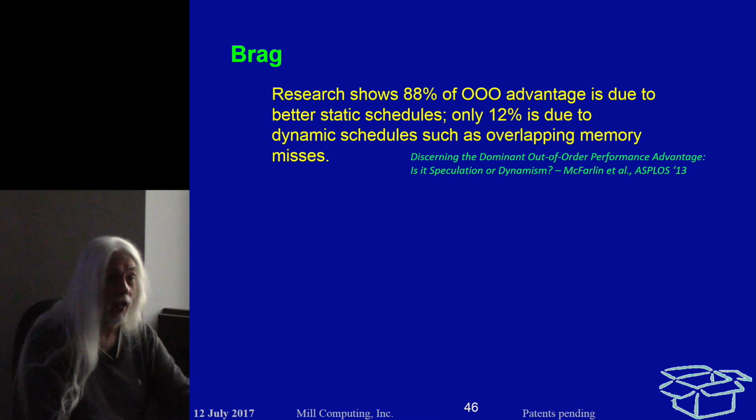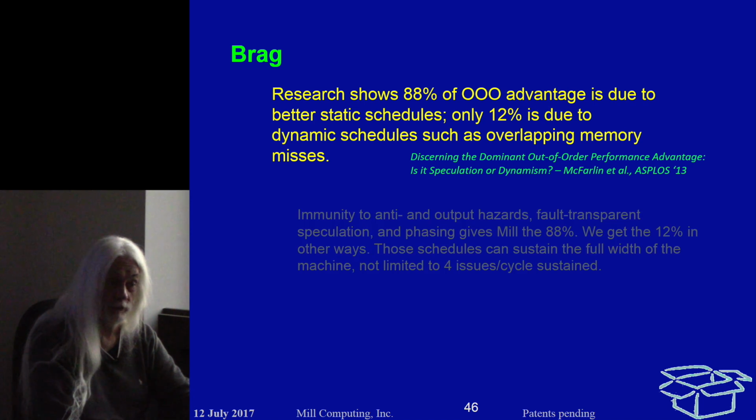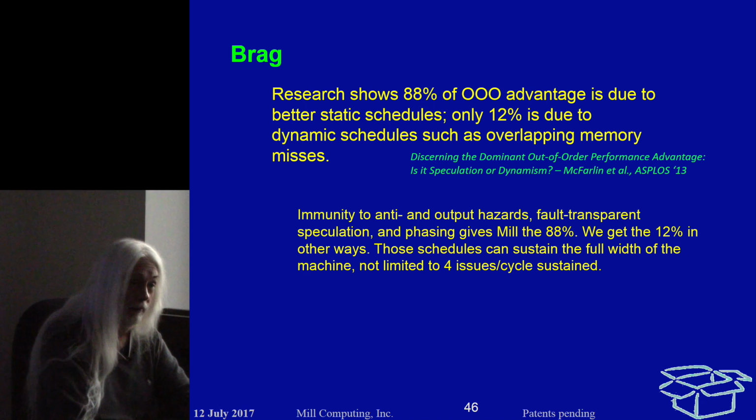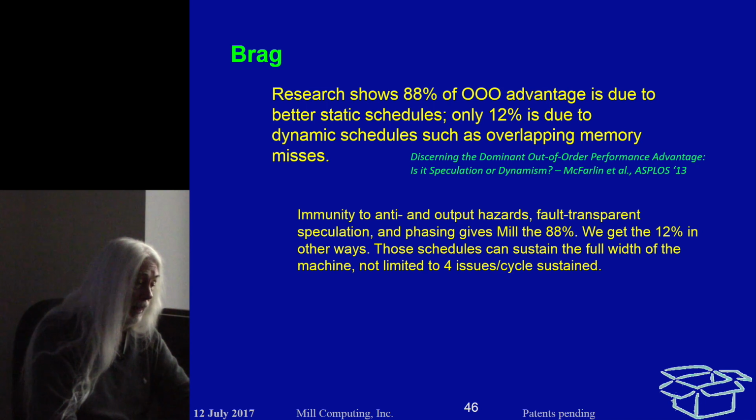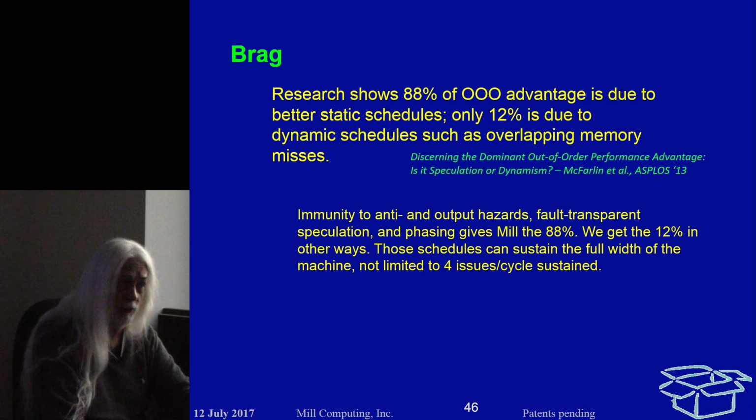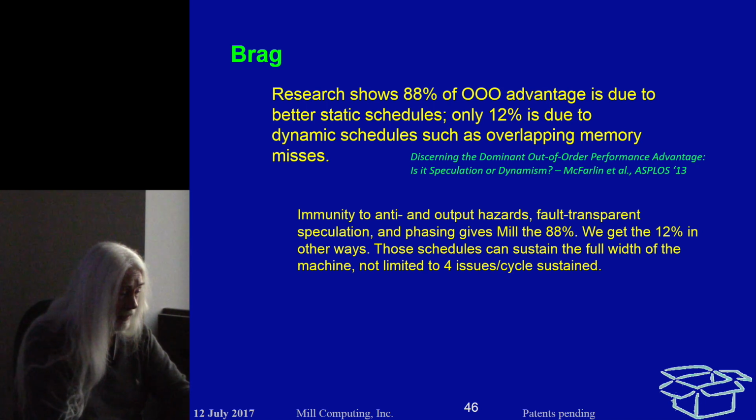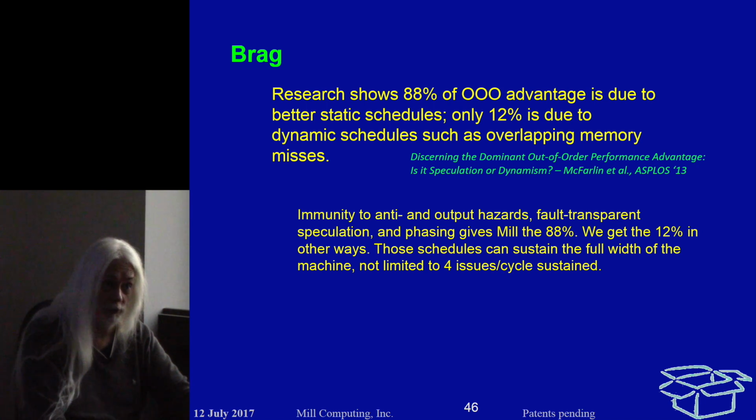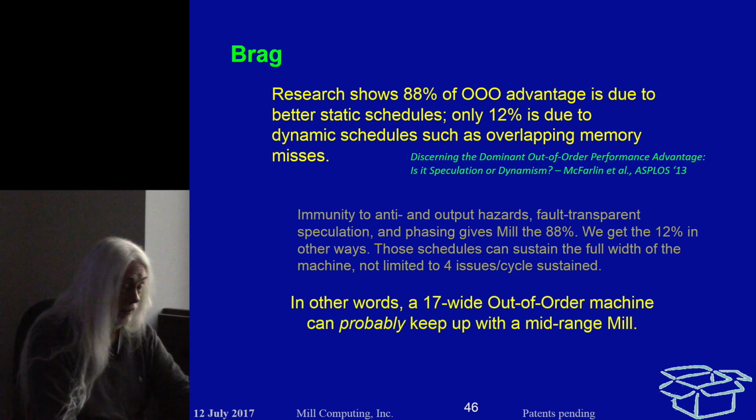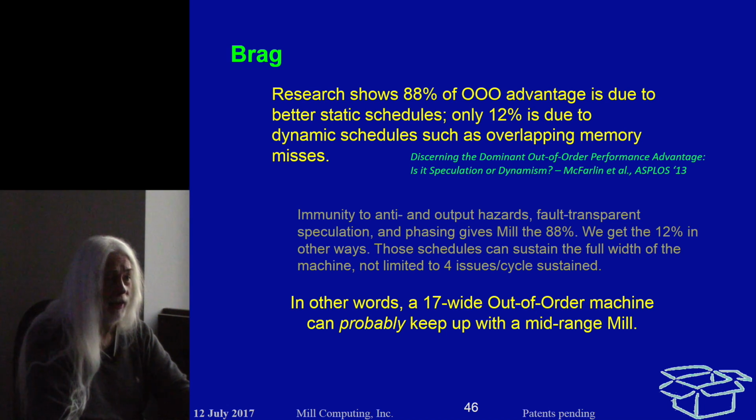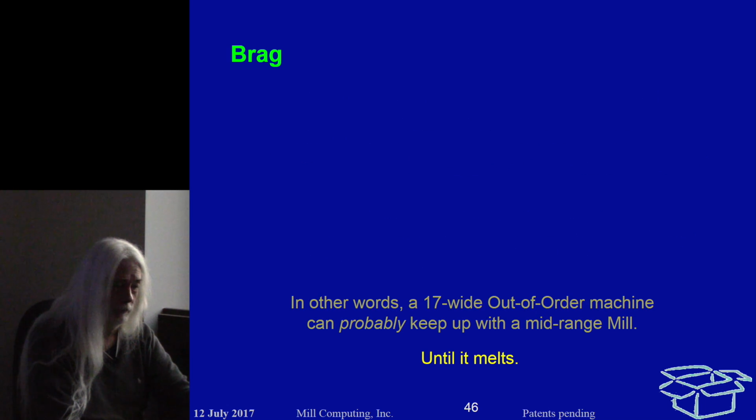We effectively do not have any of the hazards that a conventional in-order machine has, and we achieve the same that an out-of-order machine will get. We have immunity to hazards for a variety of reasons. Ask me or go to the website. All of it's explained. And when we're all done, we can exploit the full width of the machine. We're not limited to the 4 instructions per cycle. The reason why they don't do more than 4 instructions is because all of the rename and out-of-order machinery is n squared, and you simply cannot build a bigger machine to do that. So, in other words, if you had a 17-wide out-of-order machine, you can probably keep up with a mid-range machine. Probably. Until it melts.